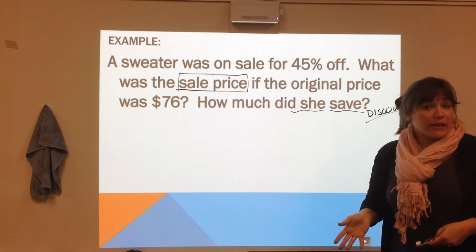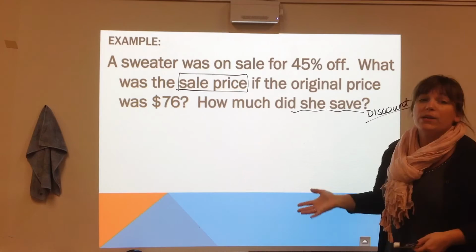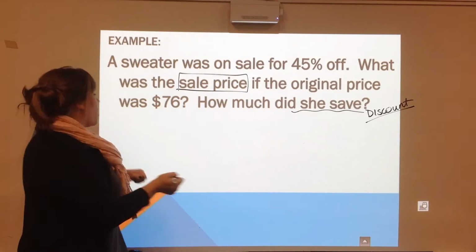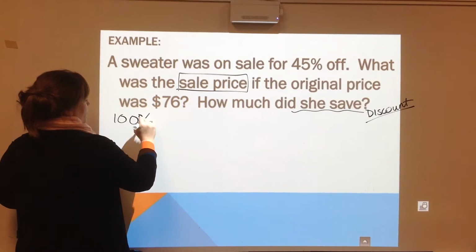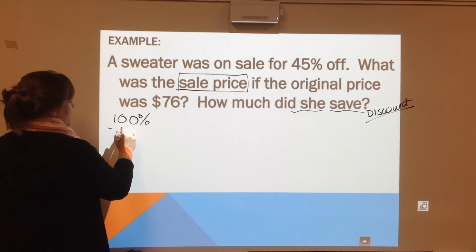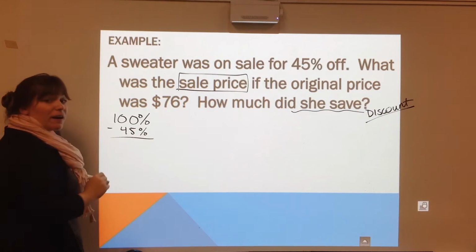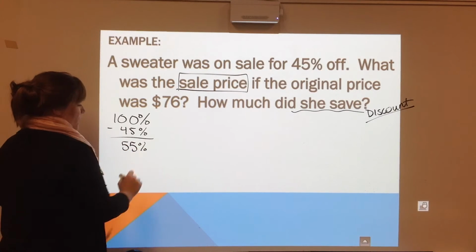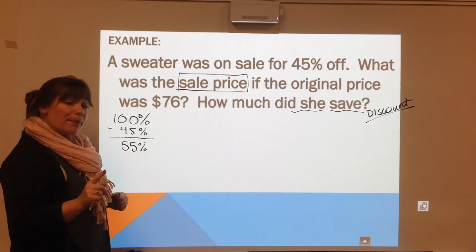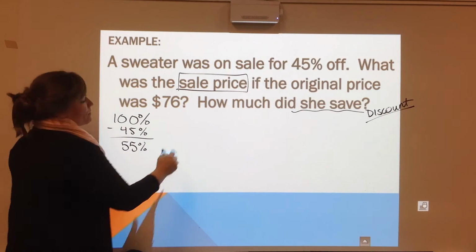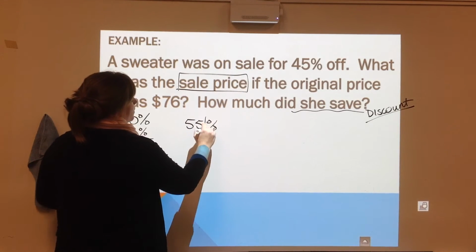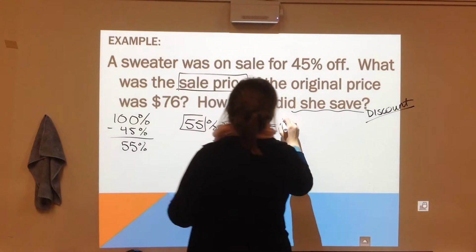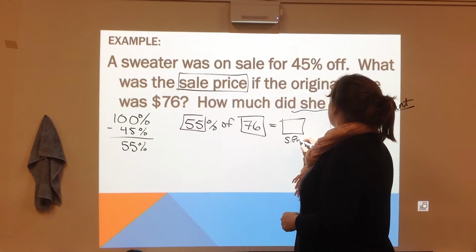So we can use the skeleton to find the sale price, or we could use the shortcut. If it's on sale for 45% off, 100% of it will be full price. If we're going to subtract and not pay 45% of it, how much of the percentage are we going to pay? And that would be 55%. So if we want to find the sale price in one step and not have to subtract, we could find 55% of the $76, and we will have the sale price right away.